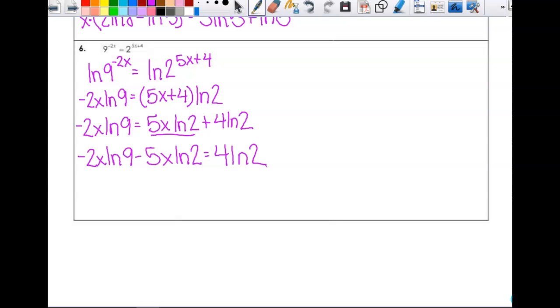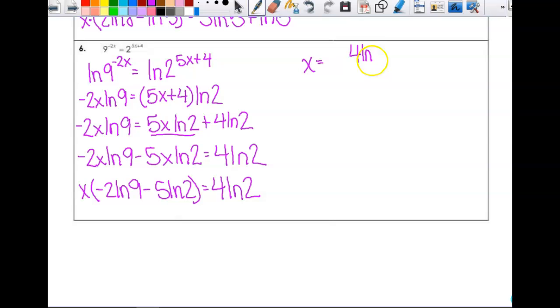But I really don't want my x to be negative. I just want x. That's all I want. So I'm going to factor out x. That leaves me with negative 2 natural log of 9 minus 5 natural log of 2 equals 4 natural log of 2. Now, if you did factor out a negative x and then you took care of it in the end, that's fine. It's not wrong. It's just going to give you one more step. So then we should have x equals 4 times the natural log of 2 over negative 2 natural log of 9 minus 5 natural log of 2.